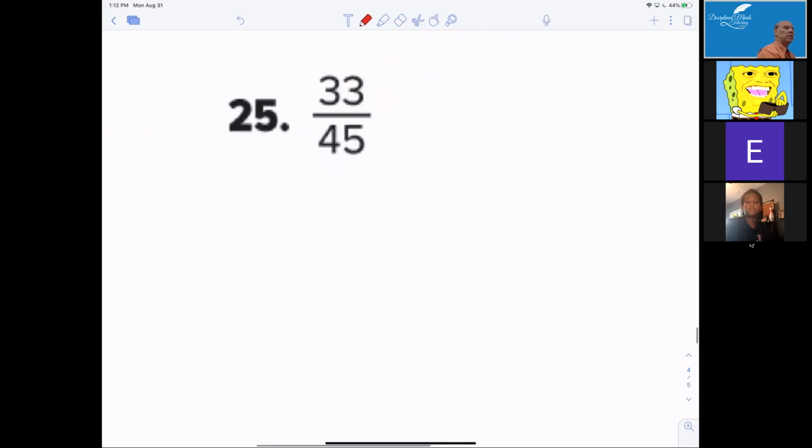Now, I also want to tell you this. I need everybody's attention. What number goes into 33 and 45? What goes in? Tell me. Say it. 3. So I want everybody to divide by 3. The reason we do that is because the number is now easier for the long division. We just simplified. So Logan, you're up.